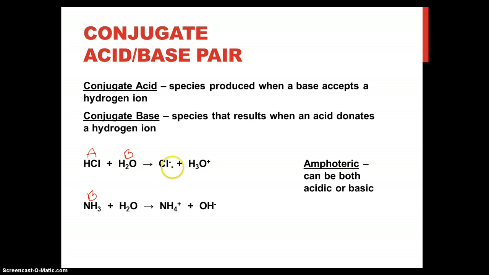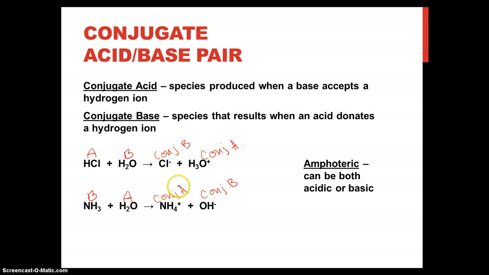So in our products, the chloride is what results when the hydrochloric acid donates the hydrogen. So we're going to call the Cl- the conjugate base, and the H3O plus is the conjugate acid. Now down here, the water is what donated the hydrogen. So in this case, it's actually acting like an acid. And then in our products, the NH4 is the conjugate acid, and the OH minus is the conjugate base. And we will practice more of this labeling in class.